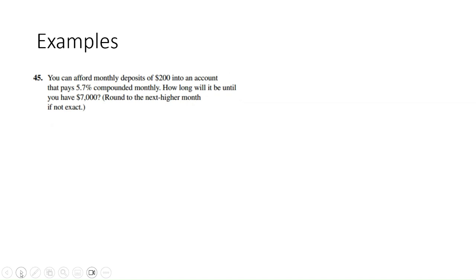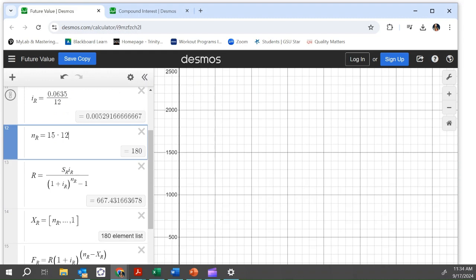Last problem. You can afford monthly deposits of $200 into an account that pays 5.7% compounded monthly. How long will it be until you have $7,000? Round to the next higher month, if not exact. So our monthly payment is $200. Our future value is $7,000. And our interest is 0.057 divided by 12. So for this, we are looking for the T. How many years? Month. It wants to keep it in terms of months, so we don't have to actually change anything. So I'll go back to my calculator here.